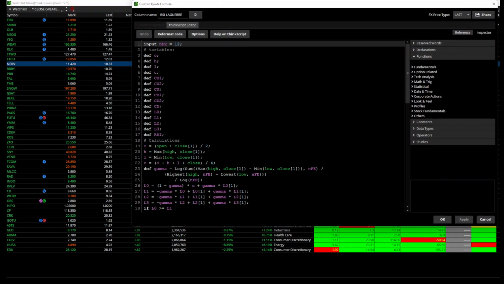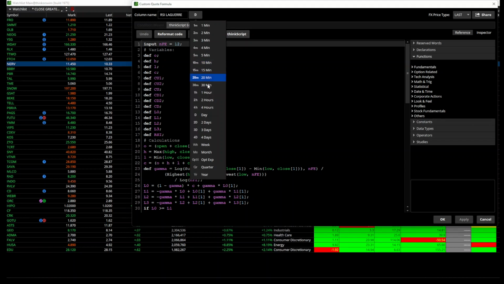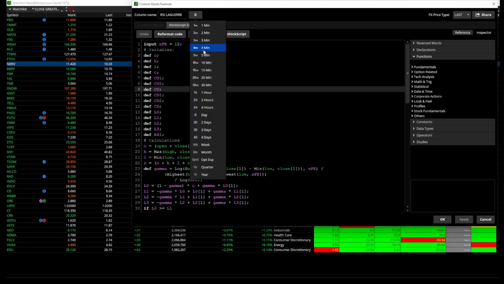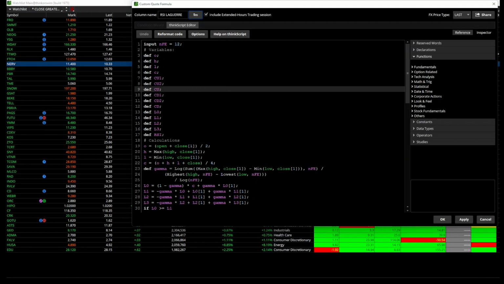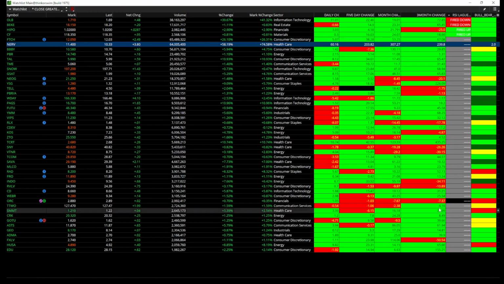and you can actually come in this. I don't care about the formula because the Laguerre RSI you can find anywhere. You can come in here and adjust the time frames for whatever you want it to be fired on or cross above. So we can put on a 5-minute and it'll recalibrate. There you go, and you got fired on the HIPPO, HIPO, and CF.